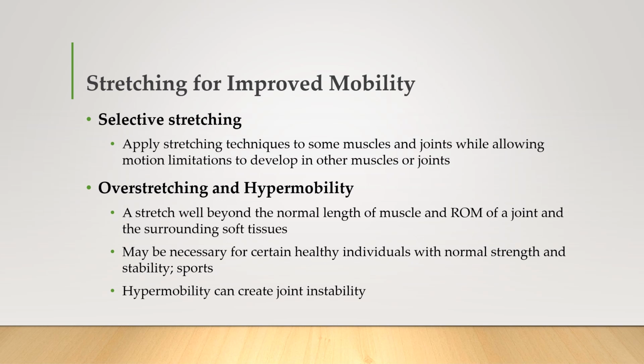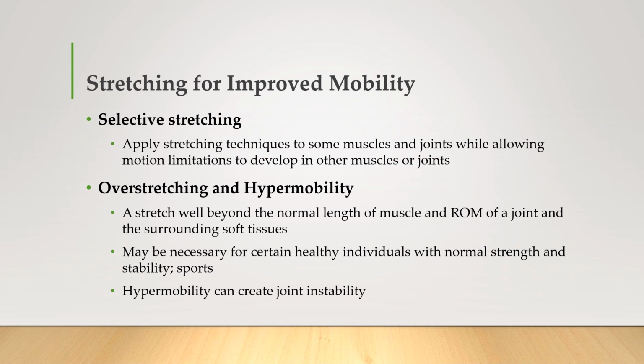And then we look at overstretching and hypermobility. So this is where there's a stretch well beyond the normal length of a muscle and range of motion of a joint and the surrounding soft tissues. That's what hypermobility really is, or if we're overstretching it, that's what the definition is.